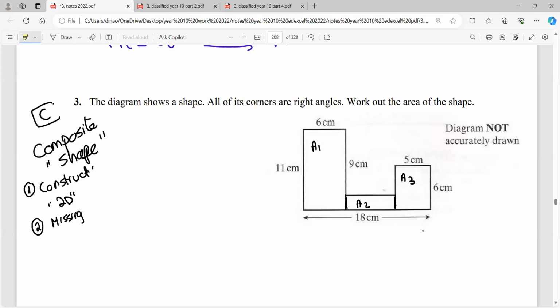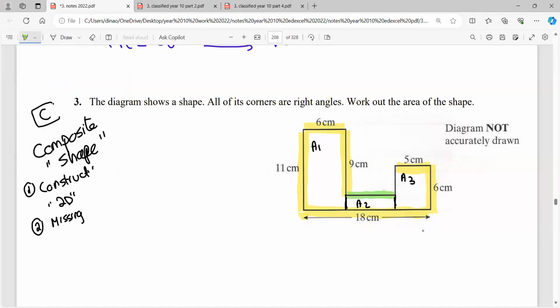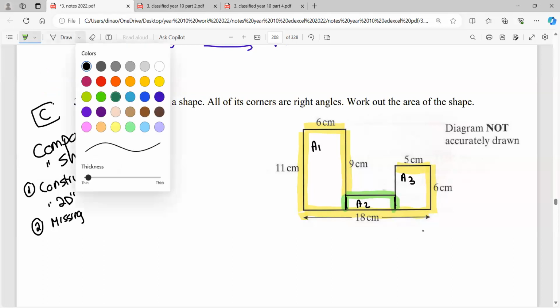So let's see. This is a complete line. 6 is, I have it, 11 is there. I know that this is 9, I know that this is 5, and I know that this is 6, okay? Now you need to look for all the missing lines and then calculate them, and I know this. Now all of the highlighted yellow lines, أنا عارفة length بتاعهم. Now let's see the lines that are missing بالنسبة لي. This line over here is missing, and then I have these two. These two are missing. So you need to find the length of the missing lines, which are the green.